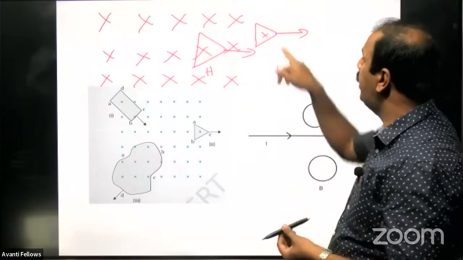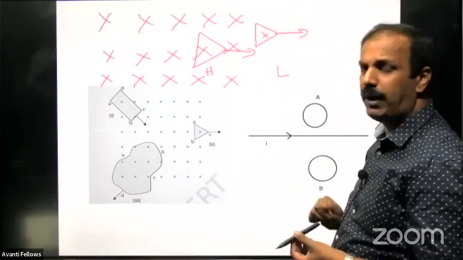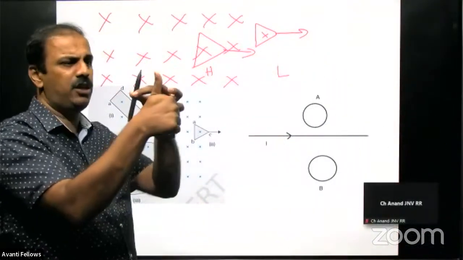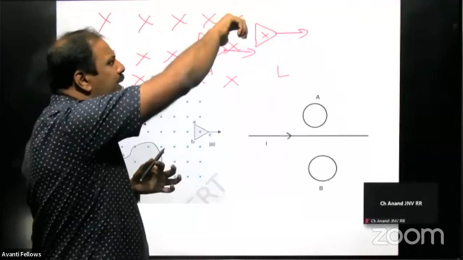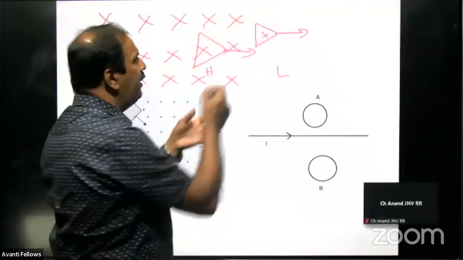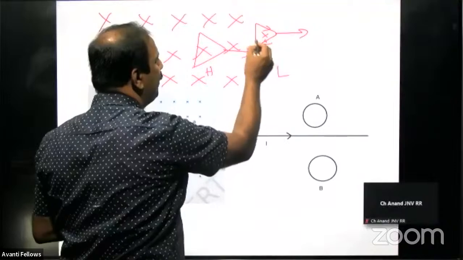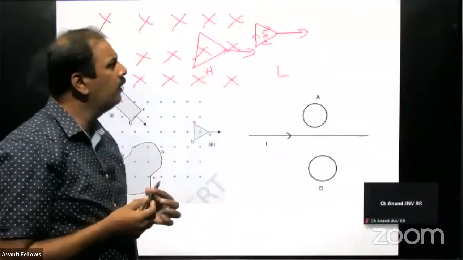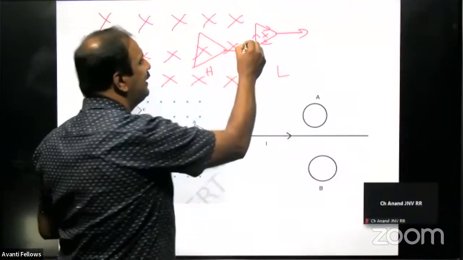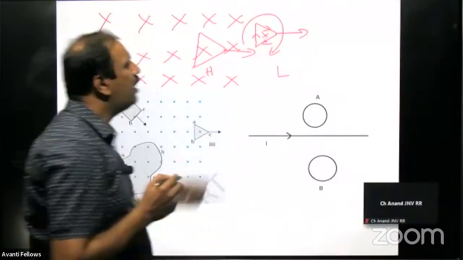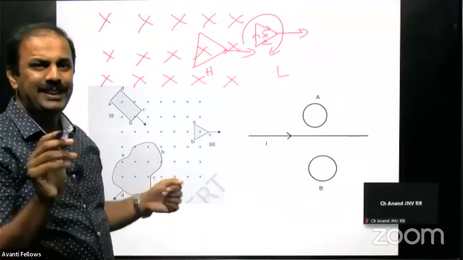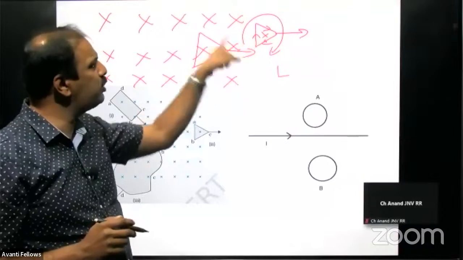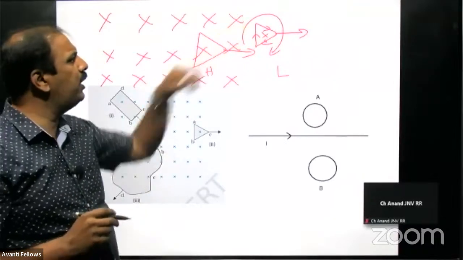If you want a current which produces a field into the plane of the paper, there again you have to go for the right hand rule. This is the direction of magnetic field into the plane of the paper, so the current direction should be like this. Then only it will go there. So how to write this? In a single word, it should be clockwise when you look toward this. This is how we have to deal with it.